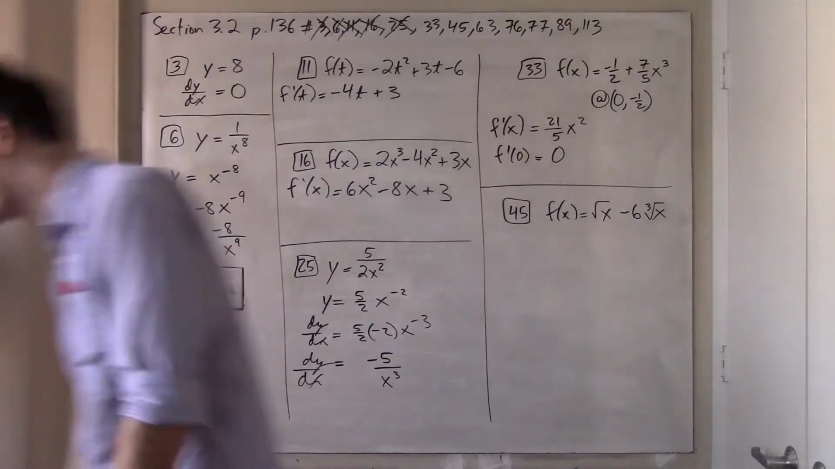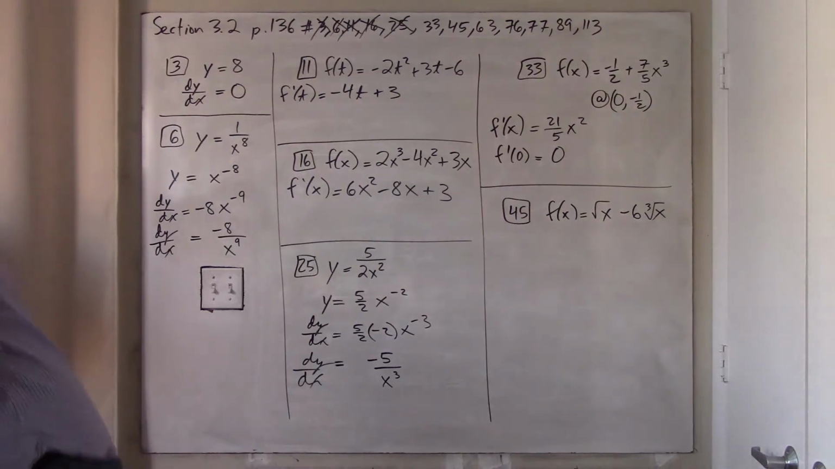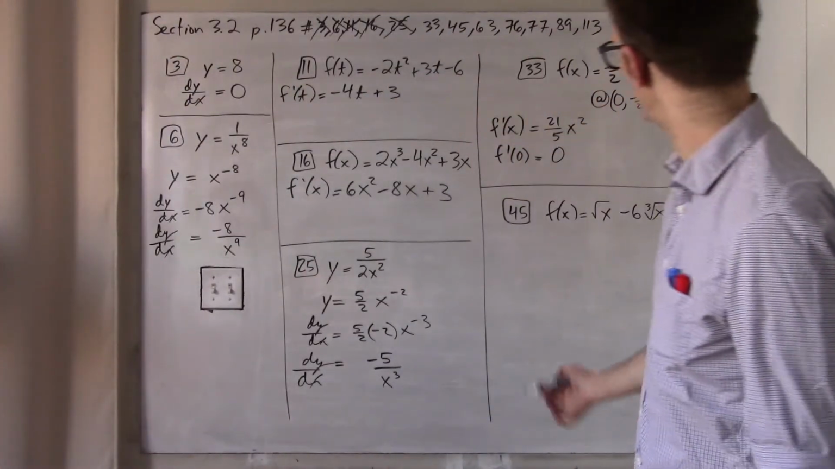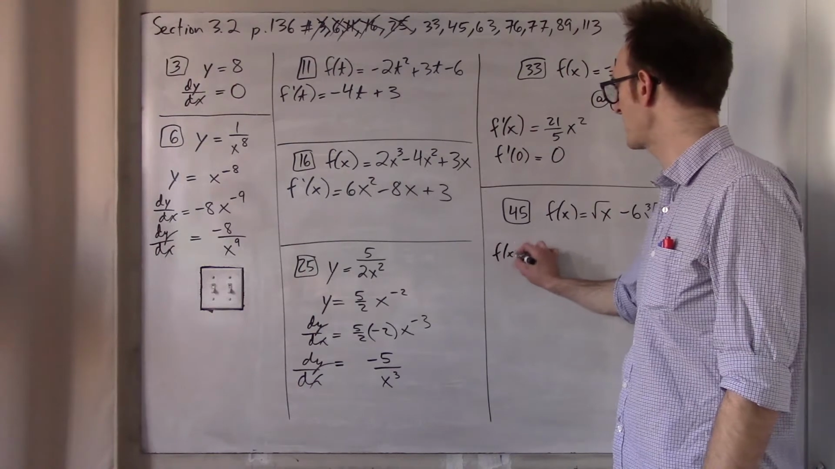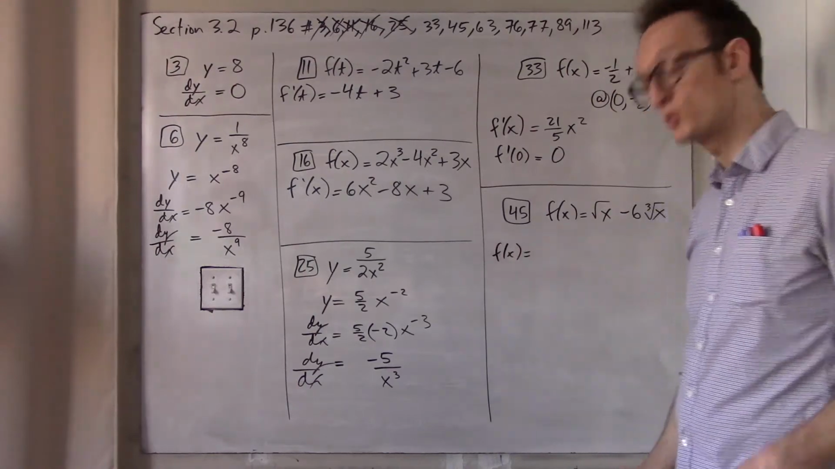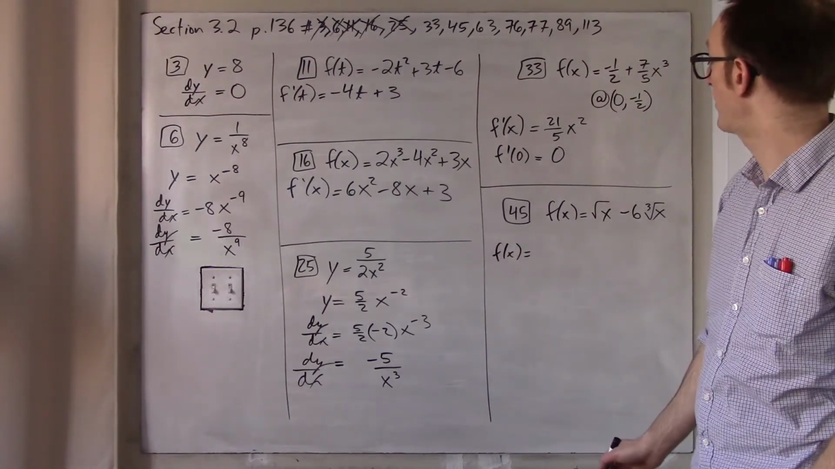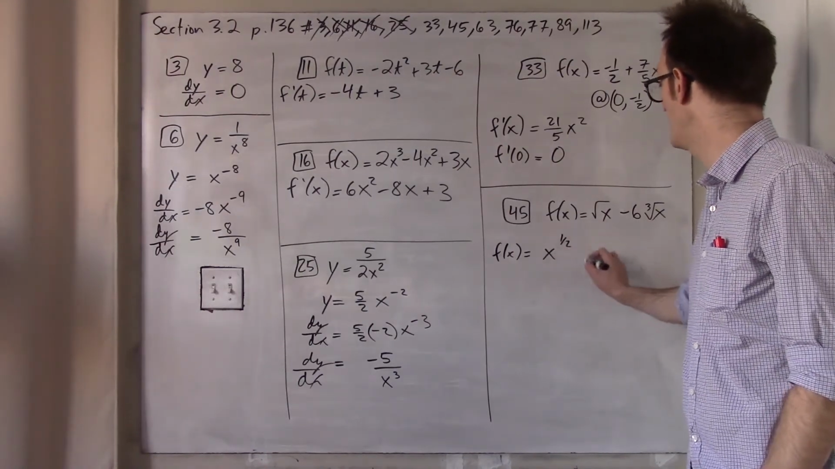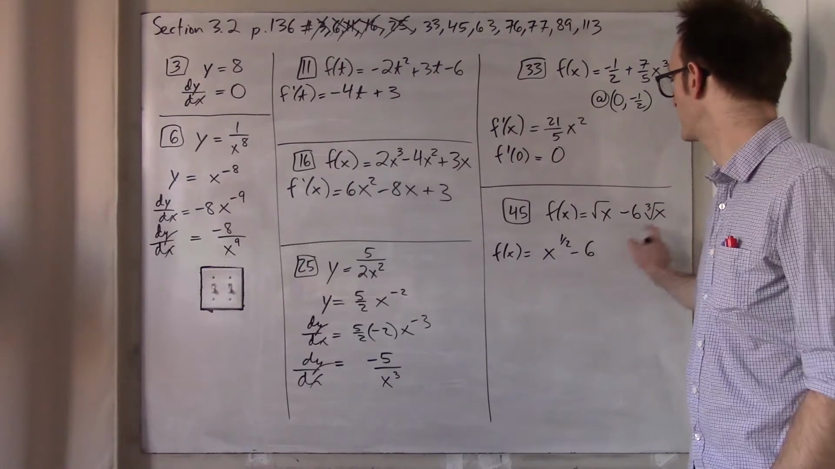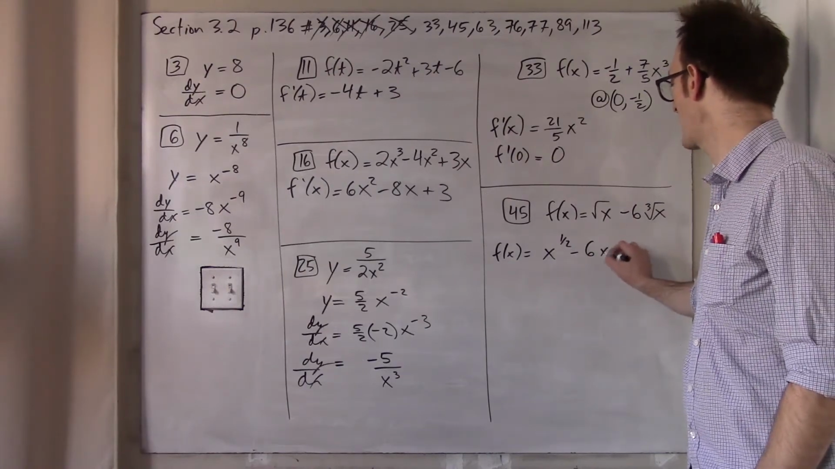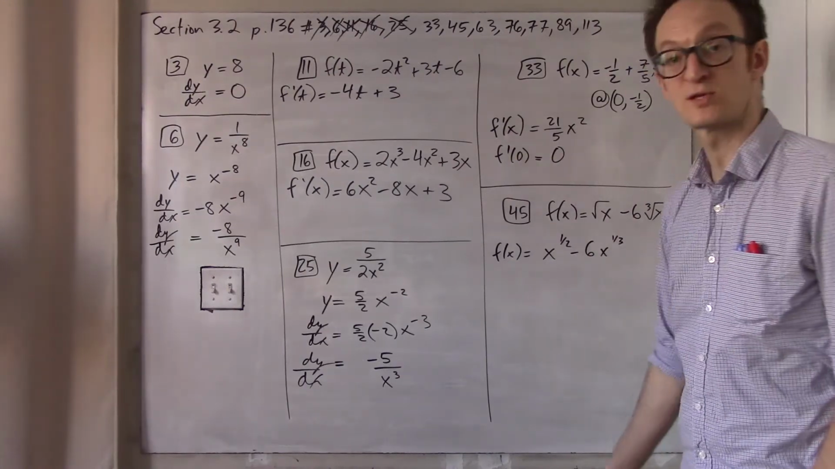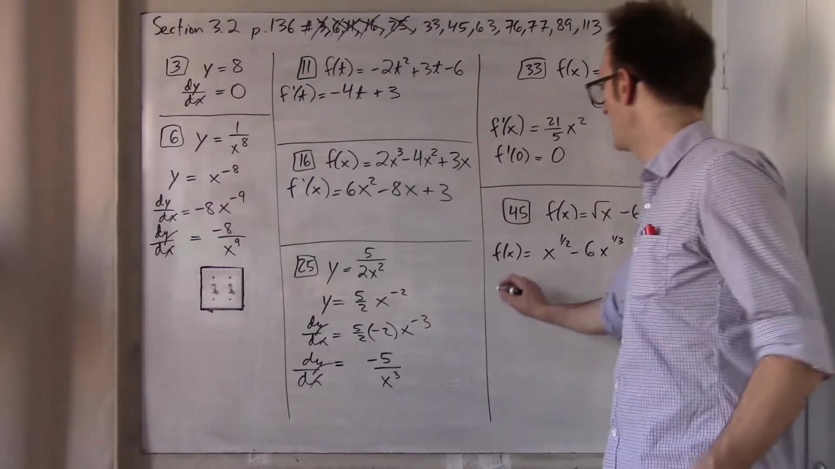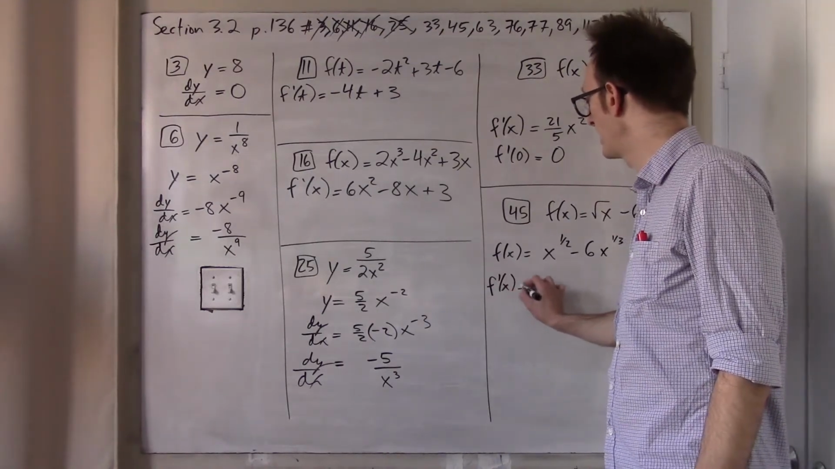Okay, 45, I think the directions were just find the derivative, right? So here, once again, if you know what you're doing, this takes 1 second. What are you supposed to do in this problem? You're supposed to realize that the square root of x is really just x to the 1/2. And you're supposed to realize that the cube root of x is really just x to the 1/3. And now these are just power functions, and so the power rule is applicable.